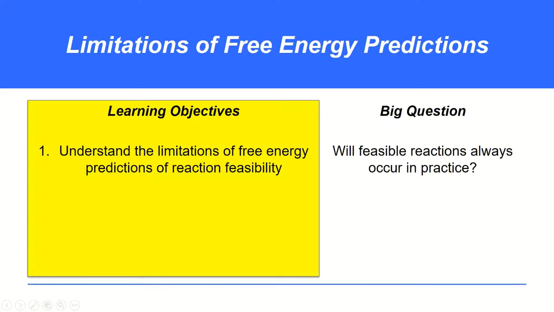Well, welcome to this video on limitations of free energy predictions. We've seen in previous videos that free energy change, delta G, is incredibly powerful to show us whether reactions are feasible. But now we want to consider this question of, will a feasible reaction actually always occur in practice?